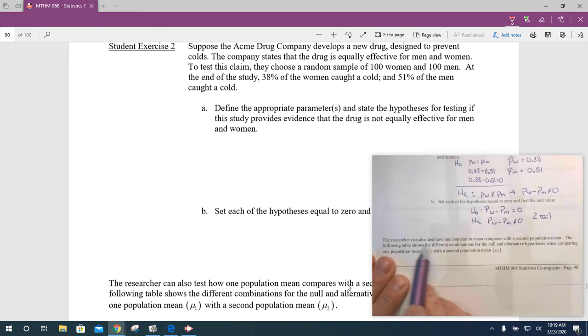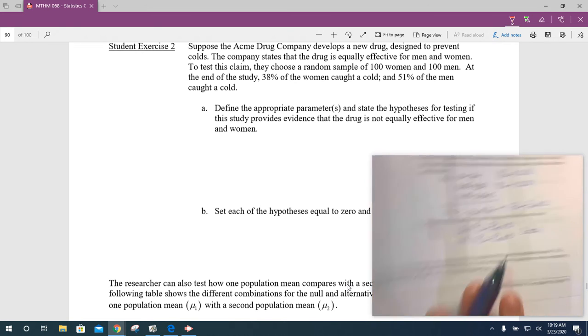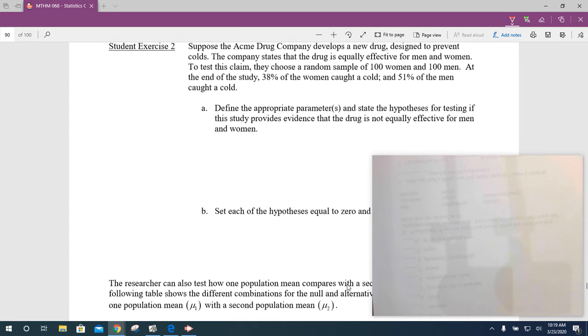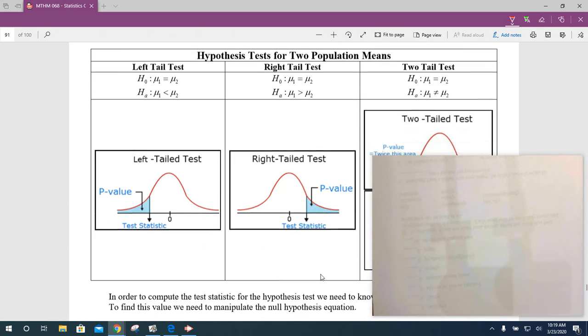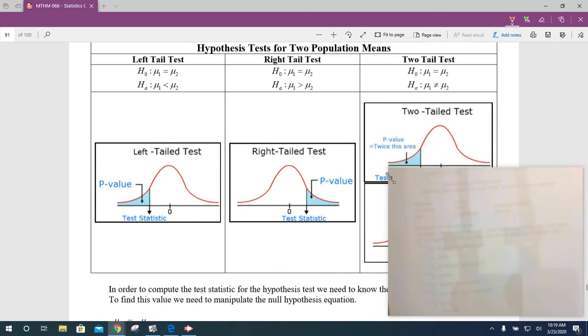It says that the researcher can also test one population mean compared to a second population mean. So now we're going to talk about a mean. The following table shows the different combination for null and alternative hypotheses when comparing one population mean to a second population mean. We're not used to seeing mean values set up in a population setting. And we'll bring it up right here, and we'll talk about it for a second.